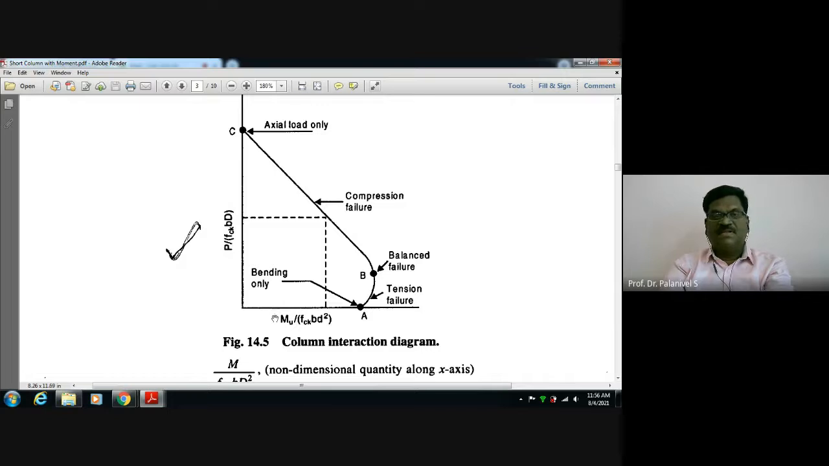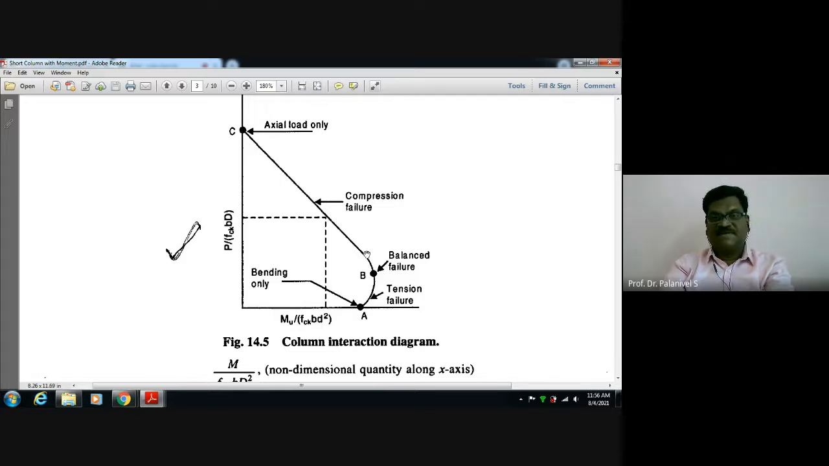Please remember, in the x-axis or abscissa, mu divided by fck b d square value is taken. This is also a non-dimensional number, right? Because the unit for both the numerator and denominator are the same, they get cancelled. So it becomes non-dimensional.